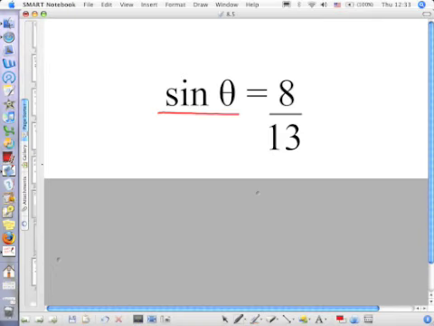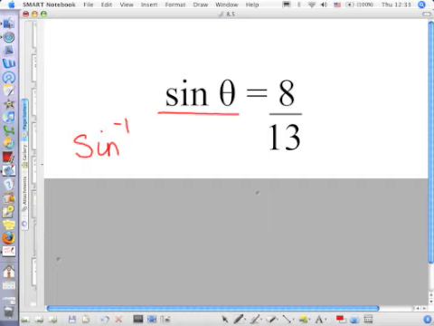How do you enter it in your calculator? You need to activate this, which is shift sine. Then you put 8 divided by 13, and you close your parenthesis, just close it, and you hit equal. Always close it, because sometimes it matters and sometimes it doesn't.